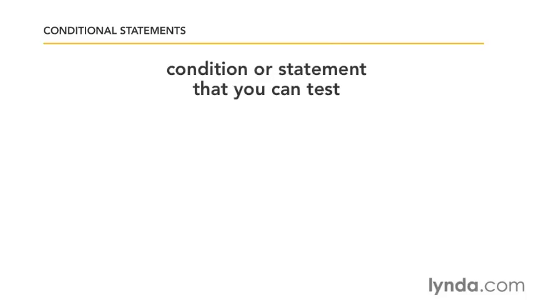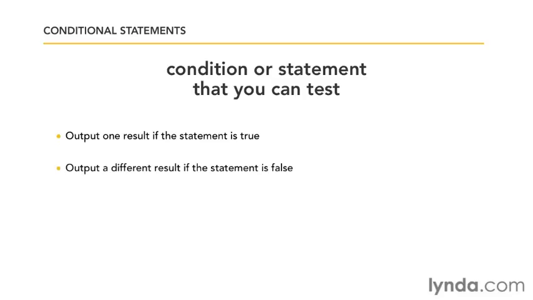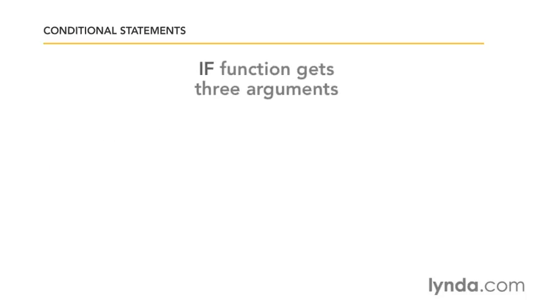Sometimes you want the value that's displayed in a cell to depend on a condition that's happening somewhere else. This is where you use a conditional statement, and it's a statement that you can test. The way it works is that you output one result if that statement is true, and you output a different result if that statement is false. And to do this, you use the IF function.